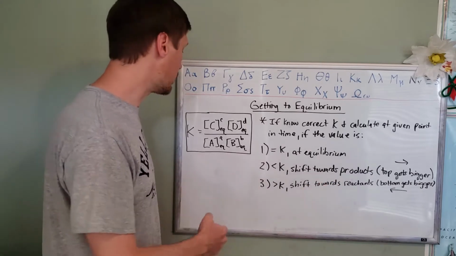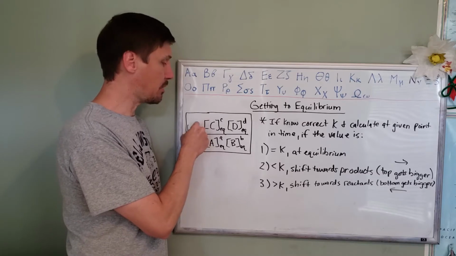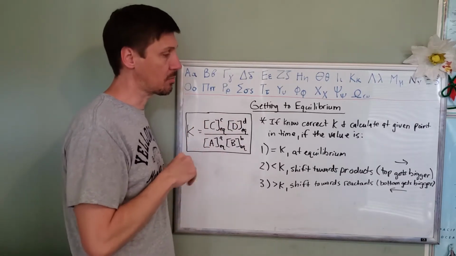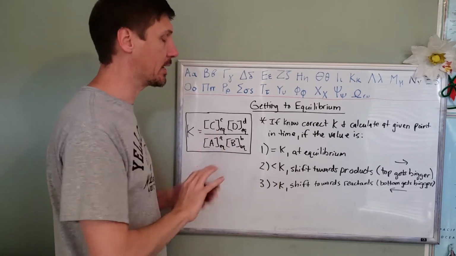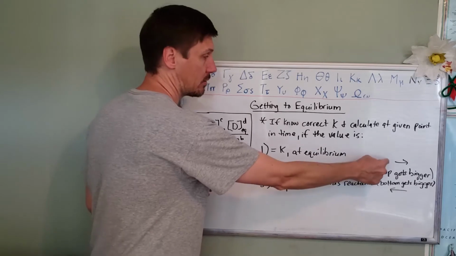How do we know that? Well, if this value is smaller than it needs to be, then we need this number on top of the fraction to get bigger, right? Which is the concentration of the products. So we need more products and less reactants. So that means the top needs to get bigger, and we're going to go in the forward direction, right?